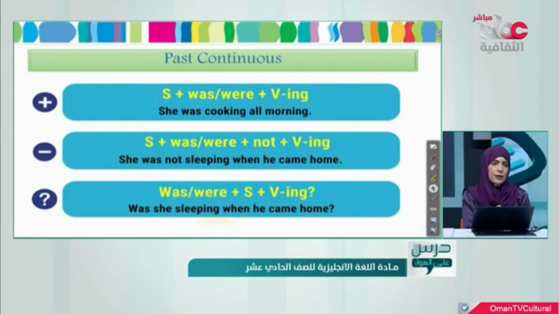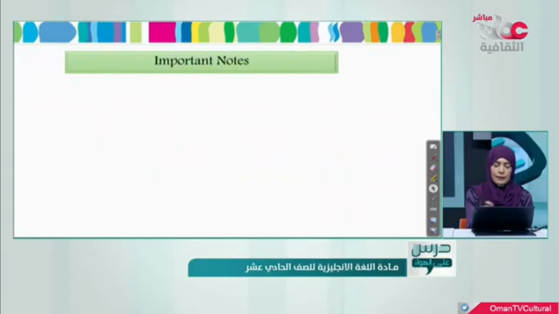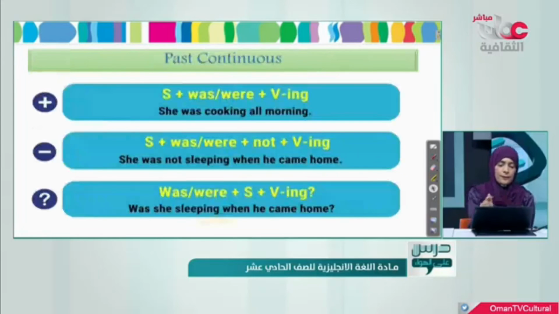Look at the forms. How can we form the past continuous? We have also three forms. The first one is the positive sentence. When we want to tell something, subject plus was or were, according to the singular and plural, plus the verb plus ing. Look at the example here.